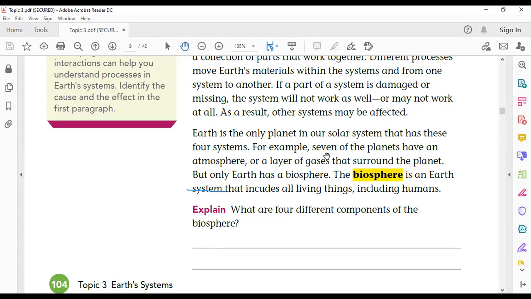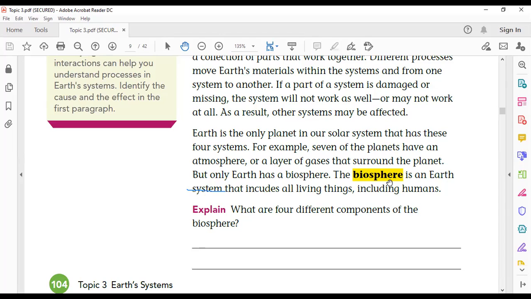For example, other planets in our solar system have an atmosphere, or a layer of gases that surround the planet, but only Earth has a biosphere. In other planets, there is no biosphere. Only Earth has a biosphere.